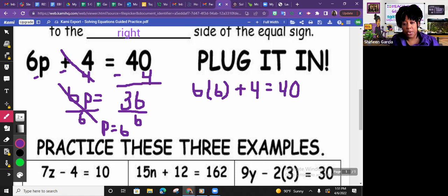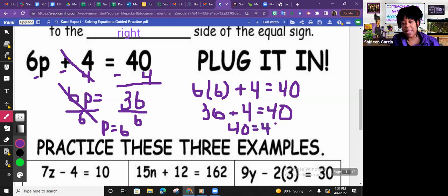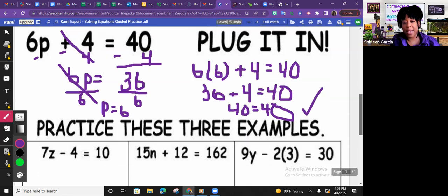6 times 6 is 36. Plus 4, sorry, I'm not the best annotator, equals 40. 36 plus 4 is 40. 40 equals 40. Is that the same on both sides of the equation? Yes, so you did it correctly, okay?